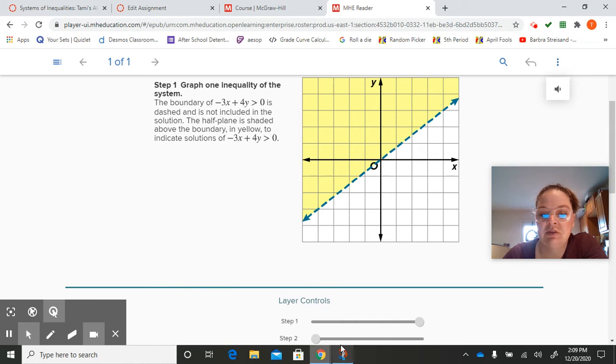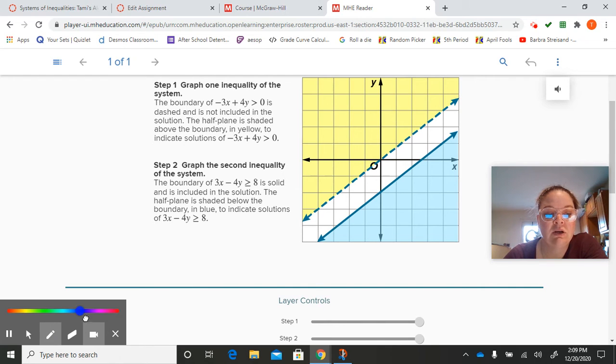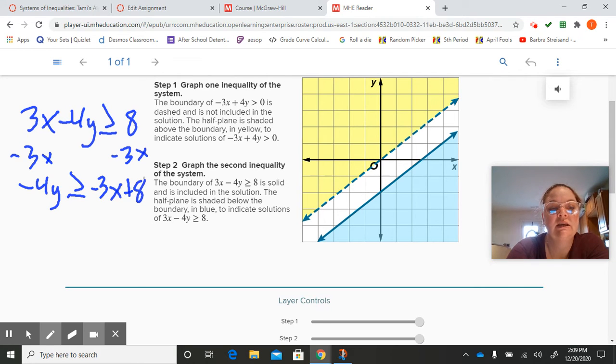Step 2, we're going to graph the other inequality, the second one. This one is 3x minus 4y greater than or equal to 8. We use the same steps again. I'm going to use a different color this time to get our y by itself. So 3x minus 4y greater than or equal to 8. Subtract our 3x. We get negative 4y greater than or equal to negative 3x plus 8.